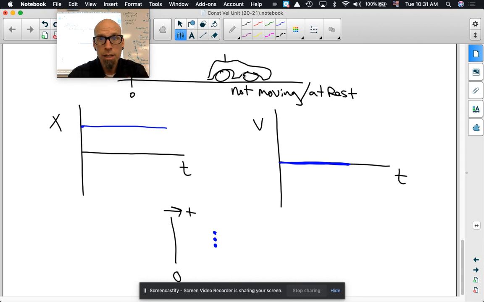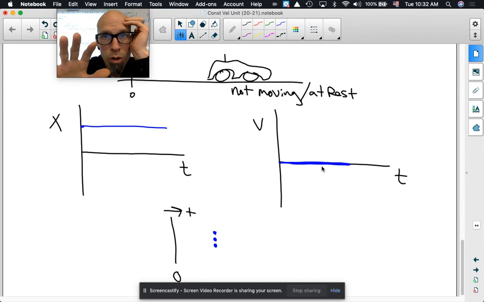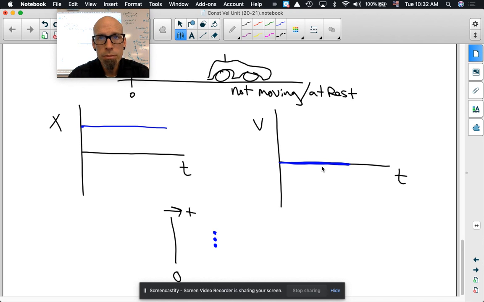But it will be scenarios like this, where instead of me showing you a picture of a buggy and what it's doing, it's going to be a written description of something that's happening. You will then have to sketch a motion map, a position time graph, and a velocity time graph to match the description of the motion. So you will put that in your comp book, and of course you'll take a picture of that and upload that for the next class.